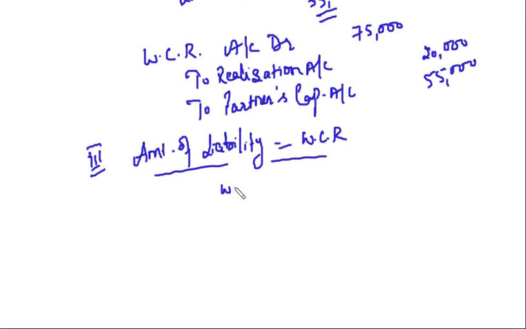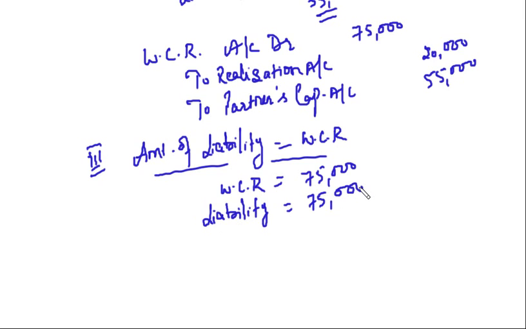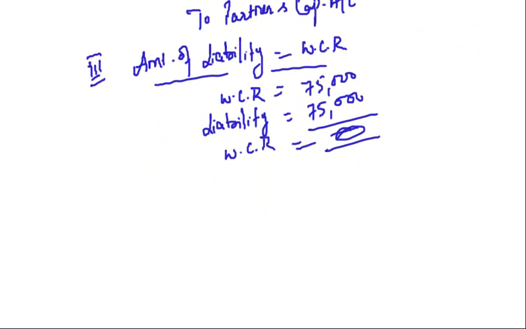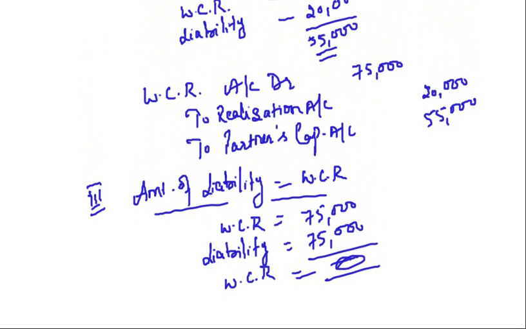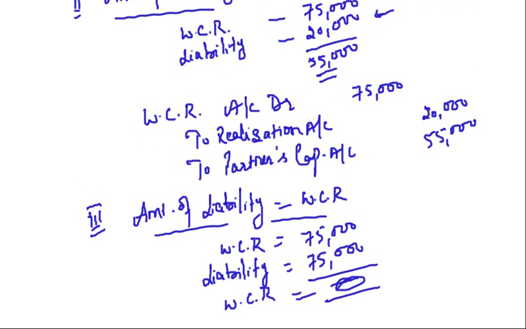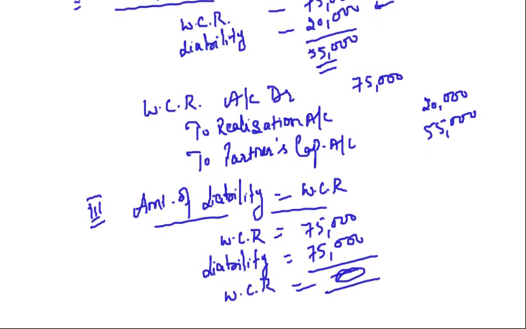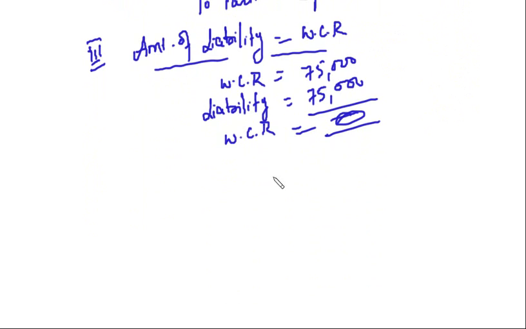That means if you have a workmen compensation reserve of 75,000 and during the year two of your workers got injured, you have a liability to incur the expenses on their treatment amounting to 75,000. So is there any workmen compensation reserve remaining? Nothing. Right? So what will be the journal entry? If you can see the above also, whatever the amount of liability is, we have transferred it to realization account. Now here the liability is equal to workmen compensation.